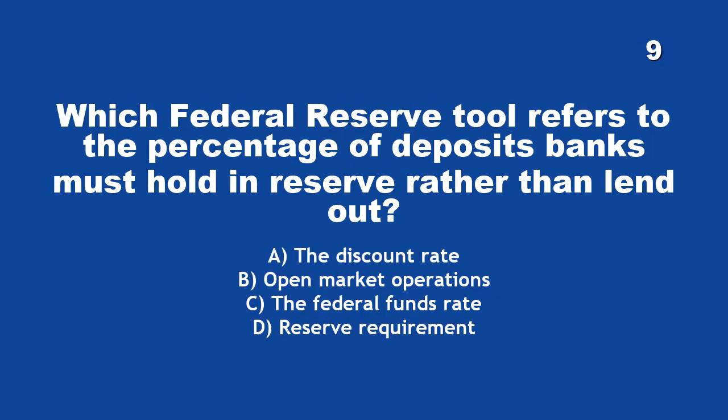Which Federal Reserve tool refers to the percentage of deposits banks must hold in reserve rather than lend out? Option A, the discount rate. Option B, open market operations. Option C, the federal funds rate. Option D, reserve requirement. The correct answer is D, reserve requirement.